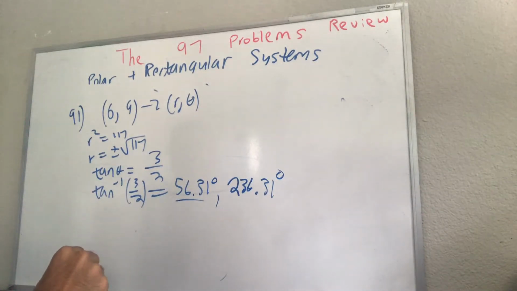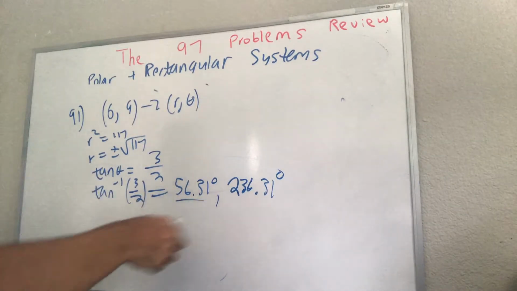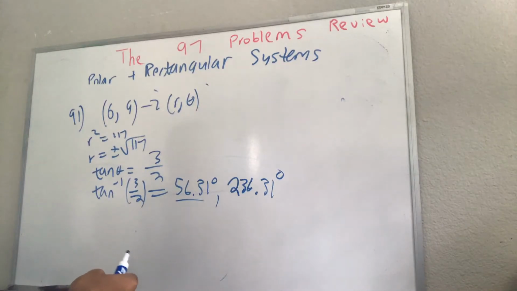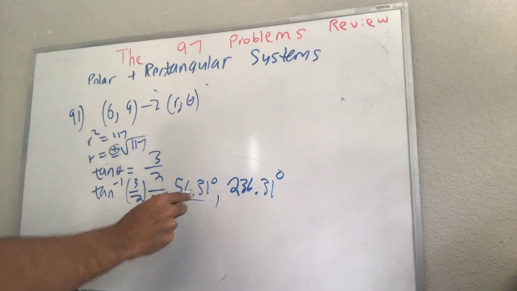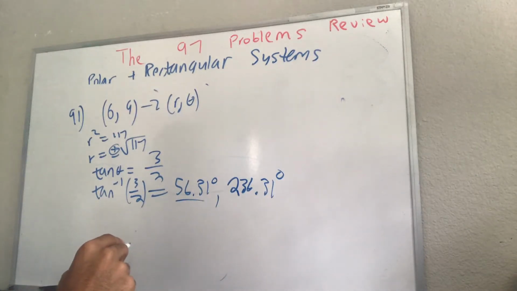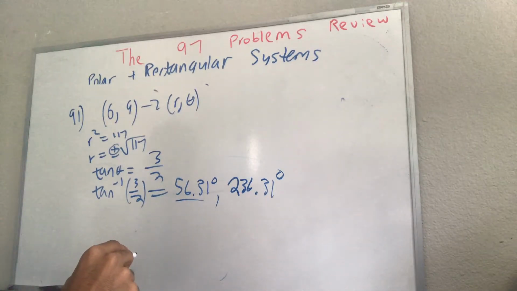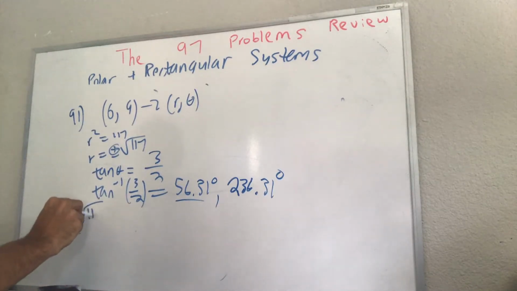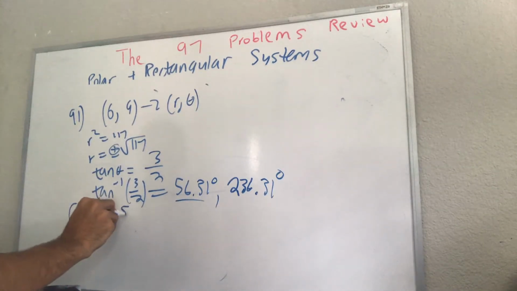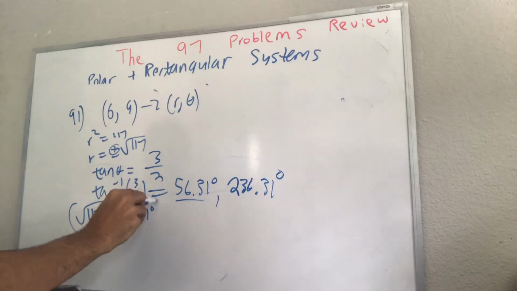So we have these two angles here, and now we know that our point is 6 comma 9. It's not negative 6 comma negative 9. If it was negative 6 comma negative 9, then yes, we would use that positive radius with this. However, it is 6 comma 9. That's in quadrant 1. Therefore, we will be using that positive radius with 56.31 degrees. So when we're doing our notation here, our notation would be root 117 comma 56.31 degrees.